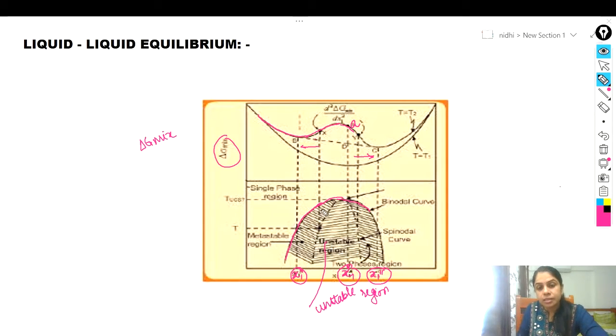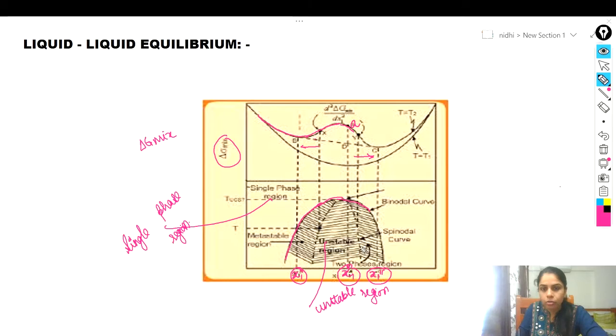So above this curve, whatever the region is, this region is called a single phase region. This region is called a single phase region.